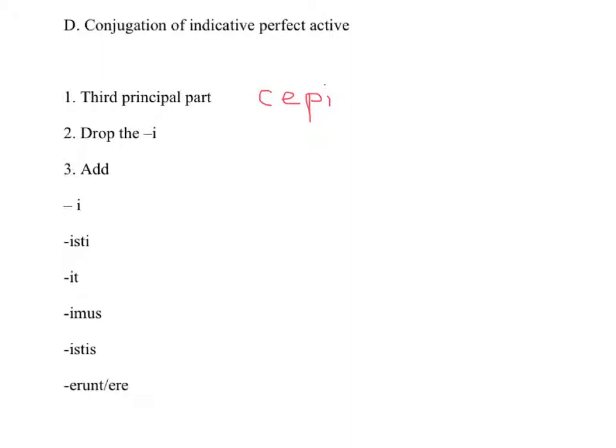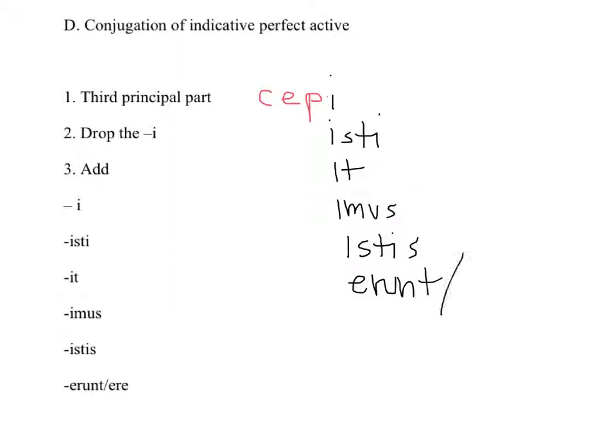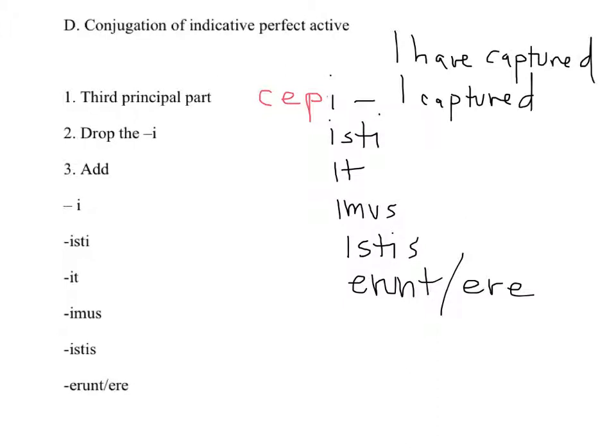So you take the third principal part, you drop the i just like you always do, and then you add the same endings that you always have for the perfect: i, isti, it, imus, istis, erunt, or ere. You translate the perfect as you always do: I captured, or I have captured. Those are your options for the indicative perfect active.